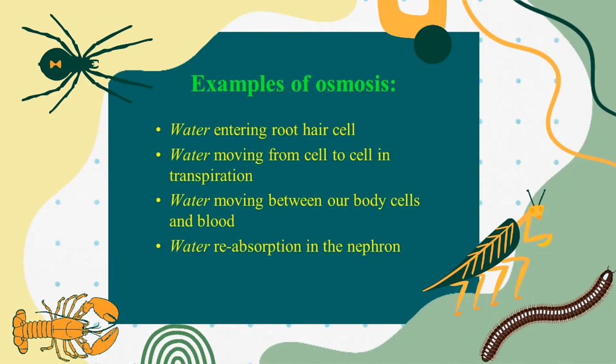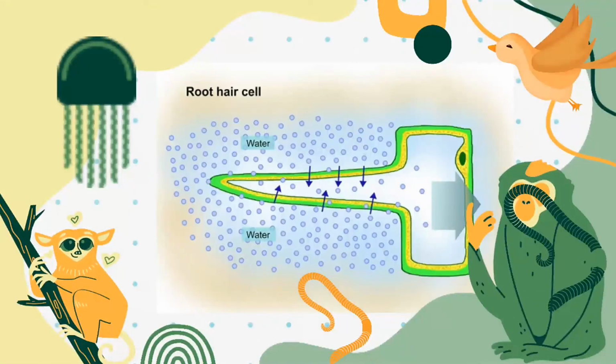We have water entering the root hair. We have water moving from cell to cell in transpiration. We have water moving between our body cells and blood. We have water reabsorption in the nephron. So let's take a brief look at these examples. First, water entering the root hair. Every root has a very soft and fine ending, which is called the root hair. Water moves from the soil into the root hair through the process of osmosis.